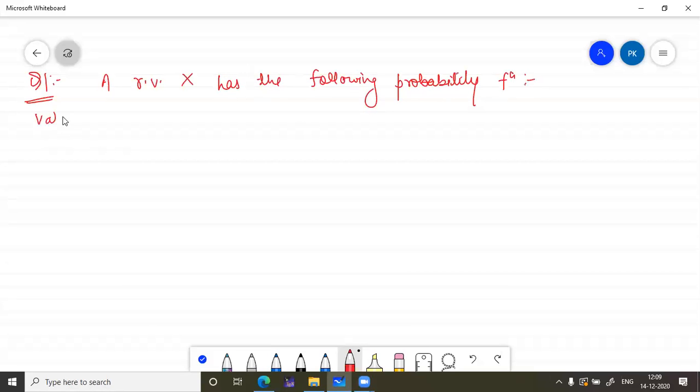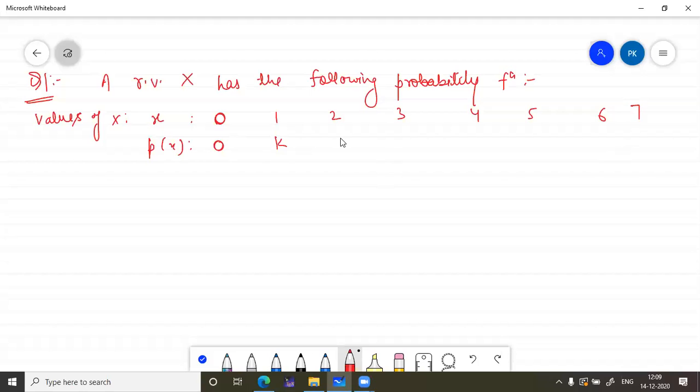So values of x here and corresponding the probability. 0, 1, 2, 3, 4, 5, 6. तो यहाँ पर ये कैसा रैंडम वेरिएबल है? कौन सा रैंडम वेरिएबल होगा ये? Which type of random variable is this? I'm talking about the random variable. कैसा रैंडम वेरिएबल है?